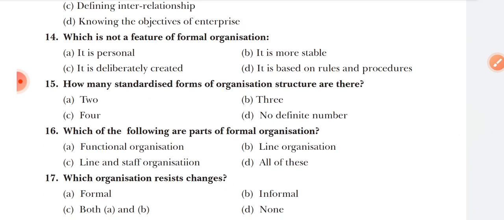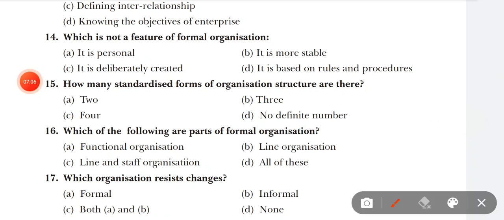Question 17. Which organization resists change? A. Formal. B. Informal. C. Both A and B. Or D. None. And the correct option of this question is option B. Informal.